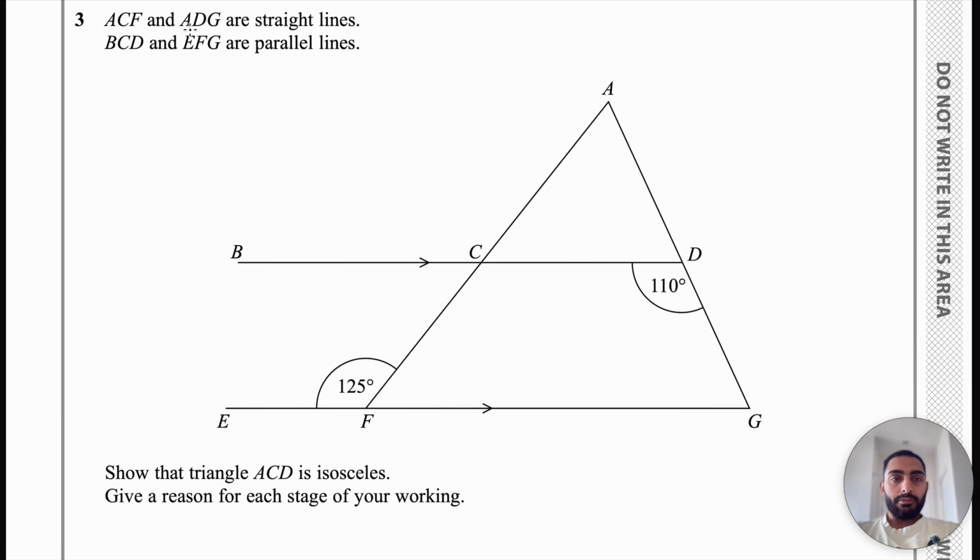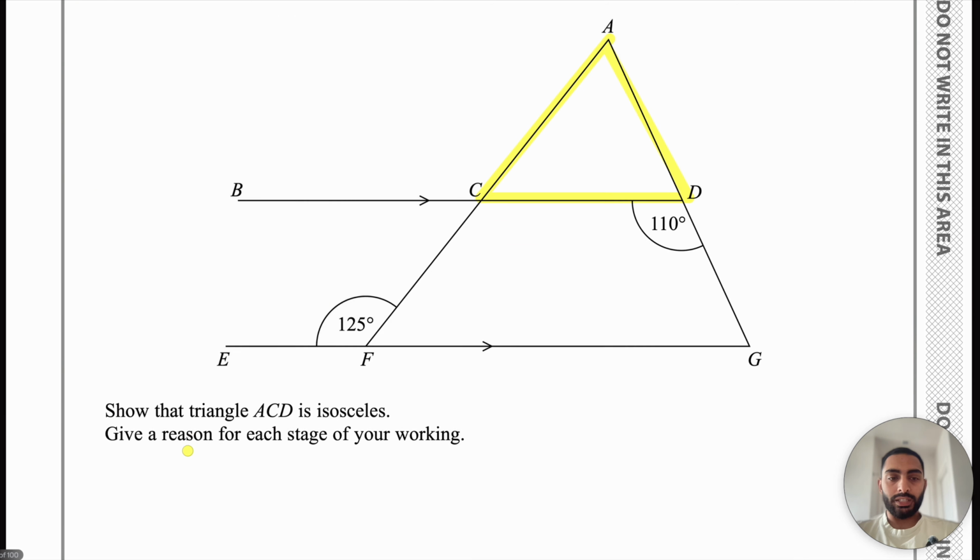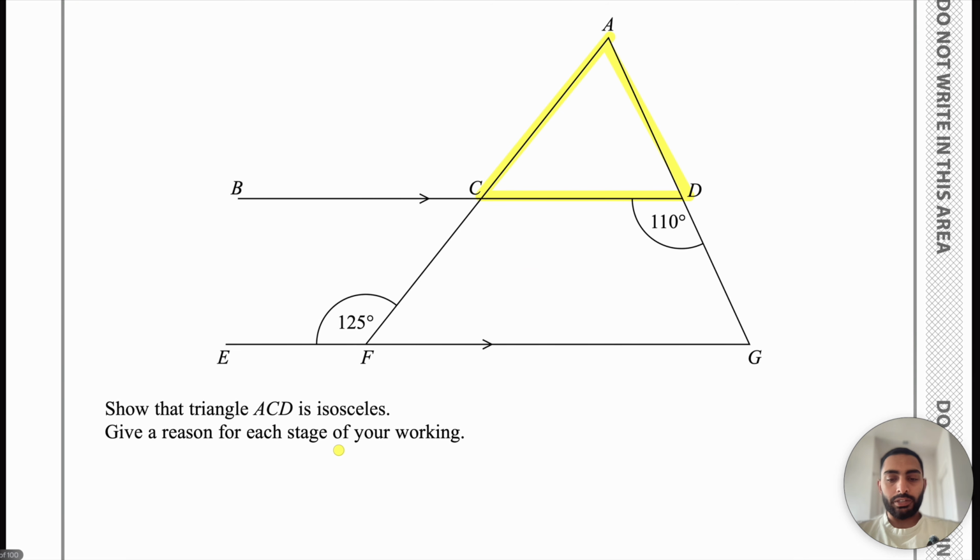Question 3. ACF and ADG are straight lines. BCD and EFG are parallel lines. Show that triangle ACD is isosceles. So ACD is this triangle. We're trying to prove that it's isosceles. We're just trying to prove that 2 of the angles could be the same. So it could either be C and A and D, or D and C. We'll just need to figure out which ones. Give a reason for each stage of your working.